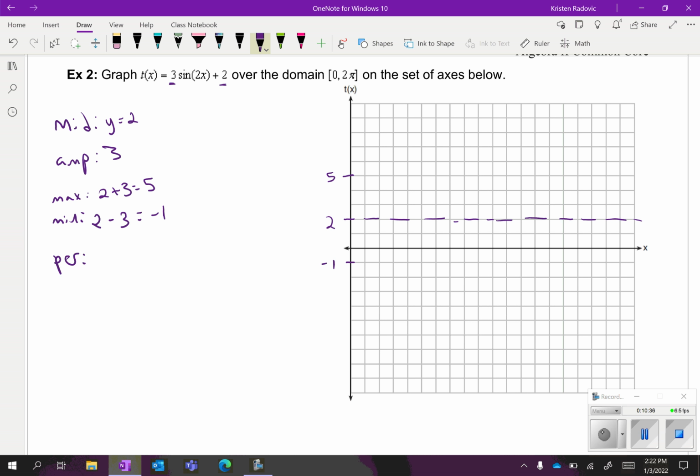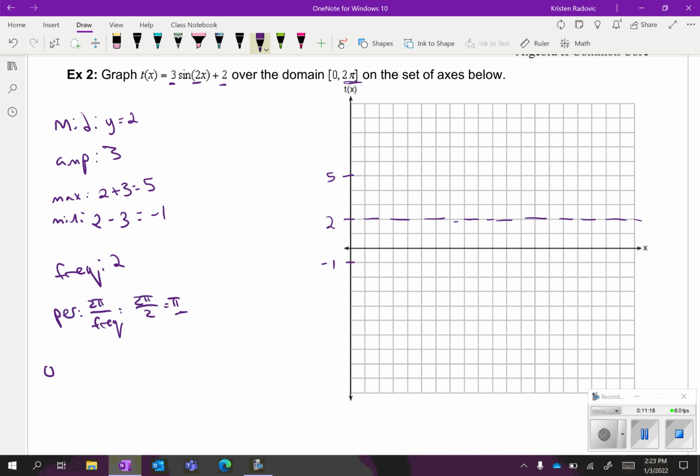And before you figure out your period, you need your frequency, because your frequency is found in the equation, not your period. So the frequency is found in front of the variable, which is 2. That means your period has the formula 2 pi over your frequency, which would be 2 pi over 2, which would be pi. So keep in mind we're supposed to go from 0 to 2 pi, but one cycle is pi. So if we're supposed to continue, that means we're going to have 2 cycles, which makes sense because the frequency is 2 from 0 to 2 pi.